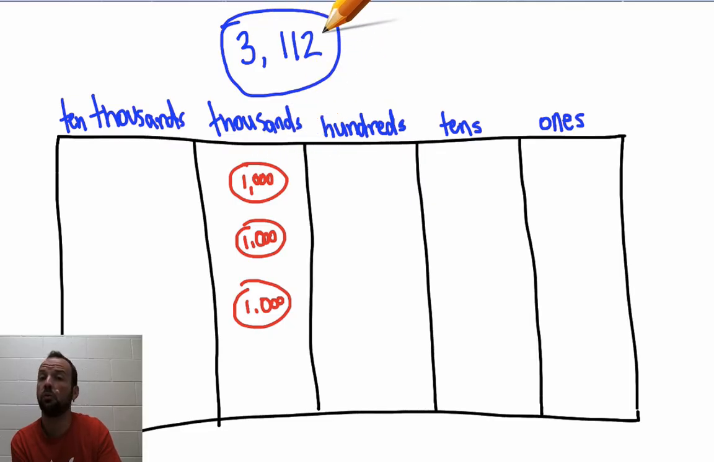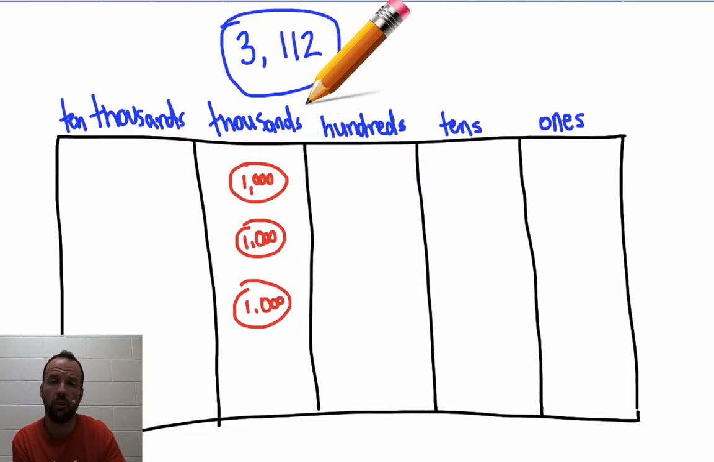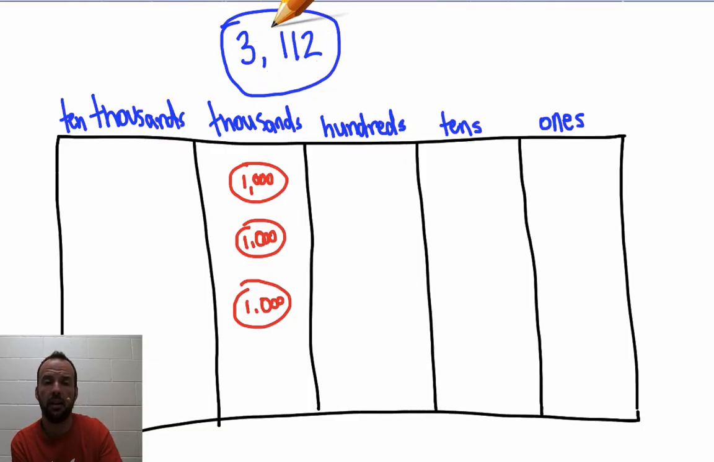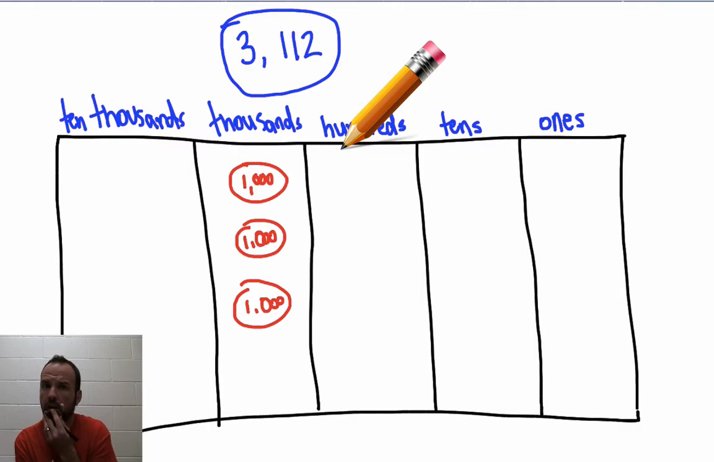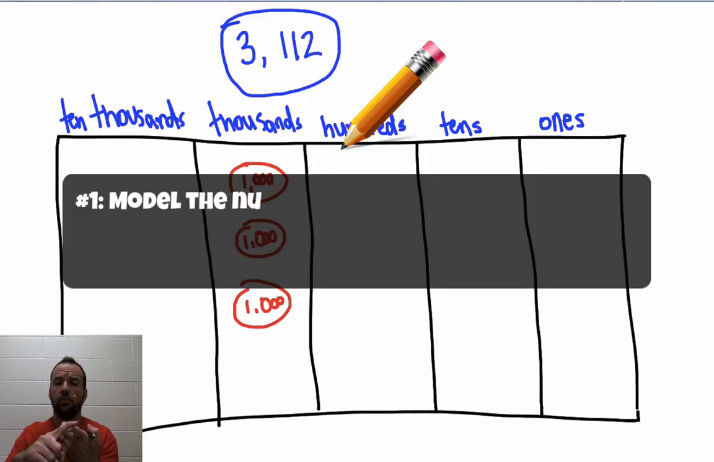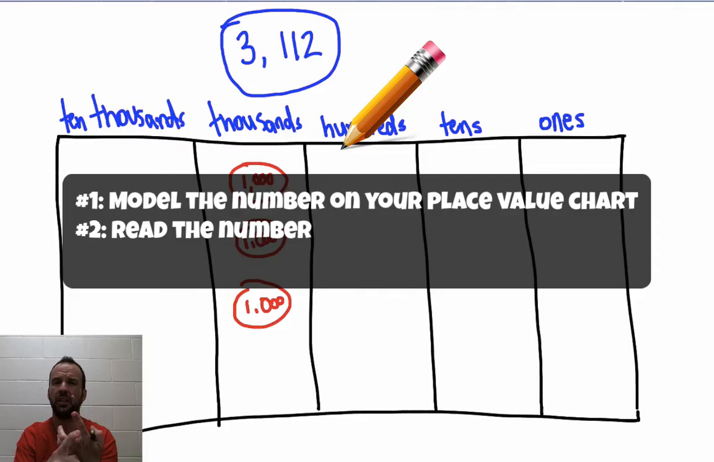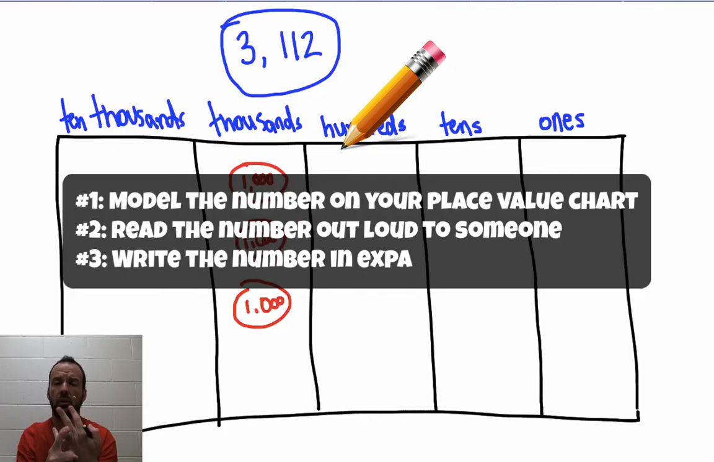Then I would like for you to read it aloud to somebody, either your learning guide or your dog or your cat, little brother, little sister, whoever. Read it out loud. And I'd also like you to write it in expanded form. Expanded form. Do you remember what that is? Hopefully you do. Write it in expanded form. So you got three things we're going to do. First, you're going to model it on your place value chart. Then you're going to read it out loud to somebody. Then you're going to write it in expanded form. So go ahead and try that out and then come back here and we'll check it together.